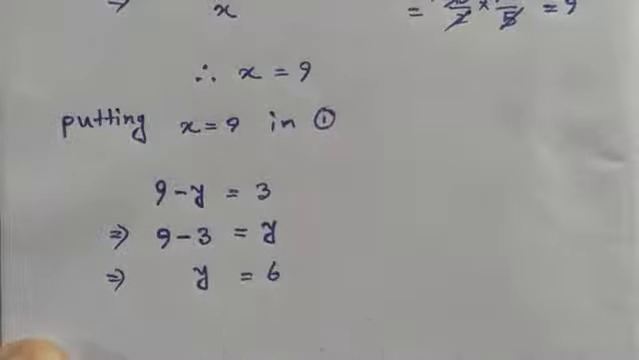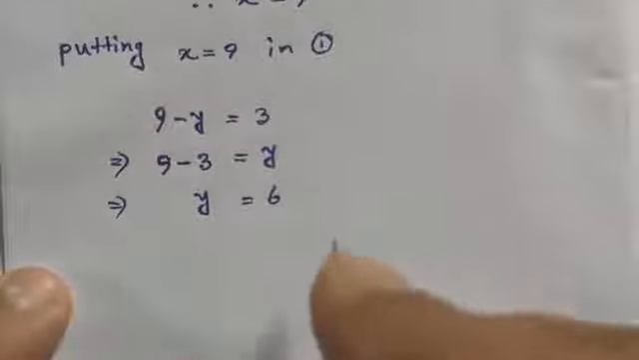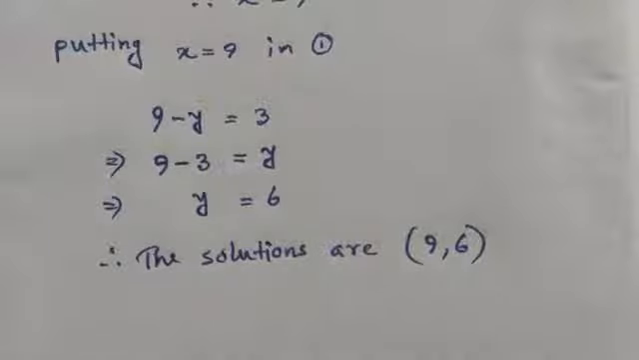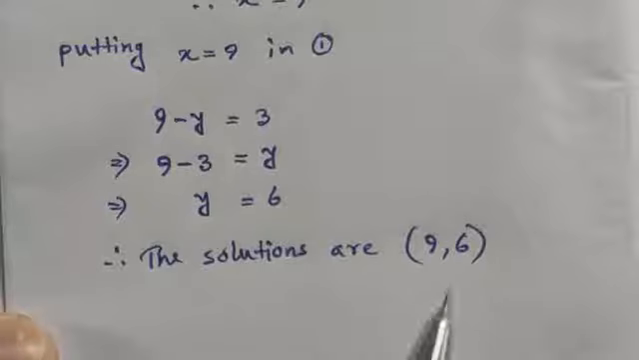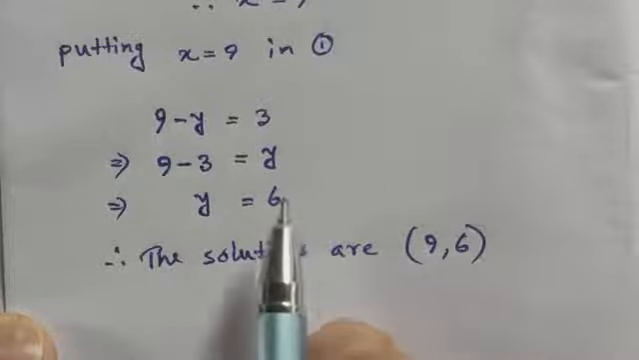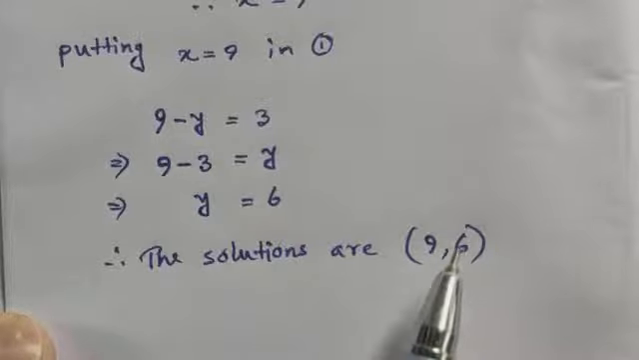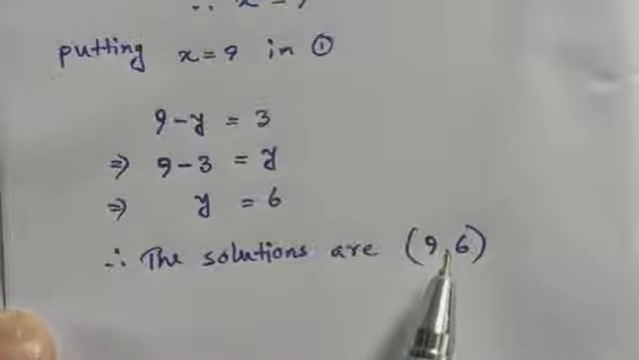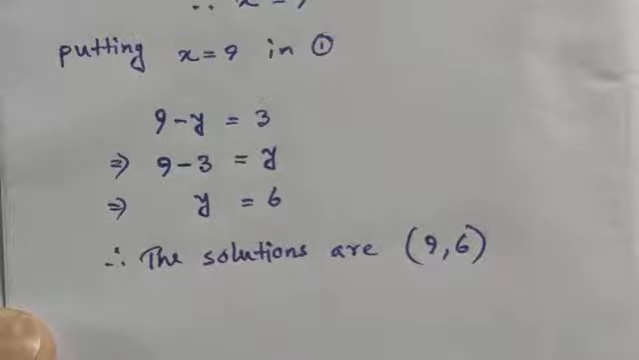These are the two solutions, the values of x and y, we obtained. Therefore the solutions are 9 and 6. The first value represents the value of x, and the second value of the ordered pair represents the value of y. Okay, now how to check whether your solution is correct or not, whether the values of x and y are correct or not, how to check it?